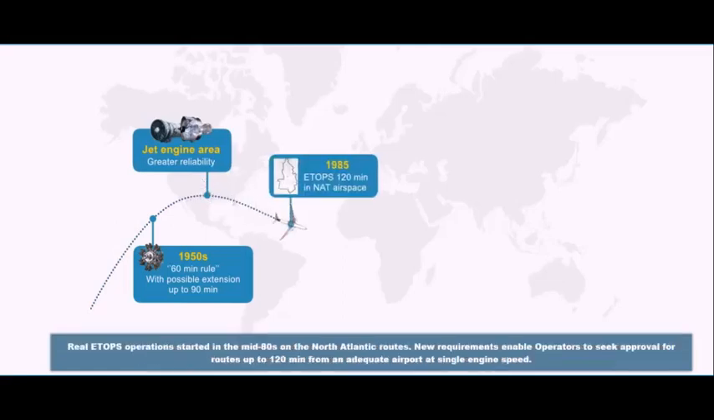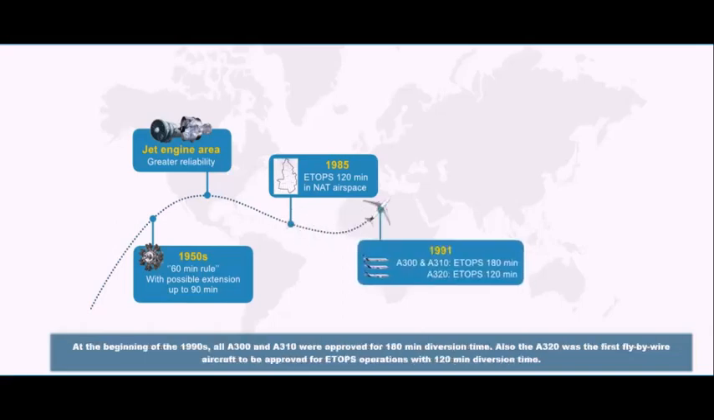Real ETOPS operations started in the mid-80s on the North Atlantic routes. New requirements enable operators to seek approval for routes up to 120 minutes from an adequate airport at single-engine speed. At the beginning of the 1990s, all A300 and A310 were approved for 180 minutes diversion time. Also, the A320 was the first fly-by-wire aircraft to be approved for ETOPS operations with 120 minutes diversion time.